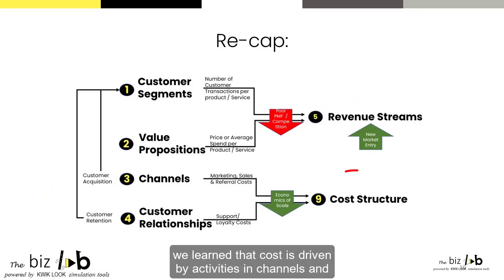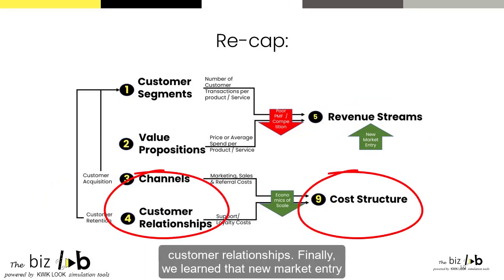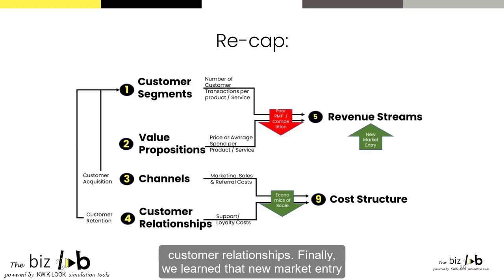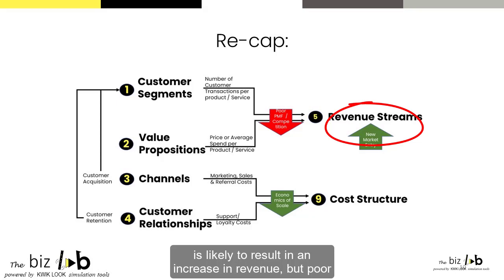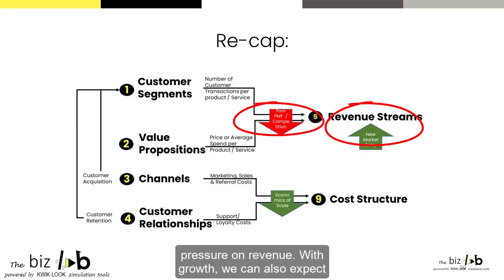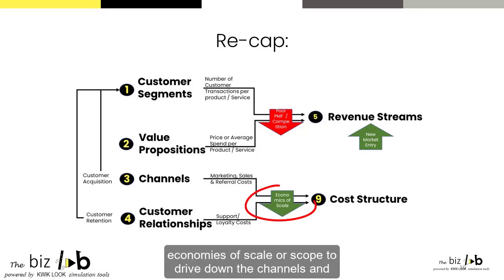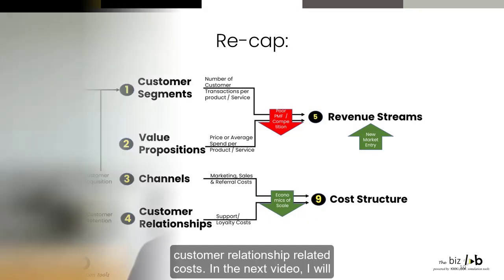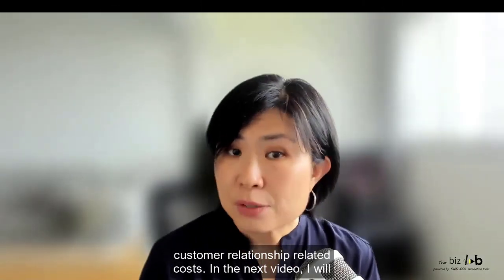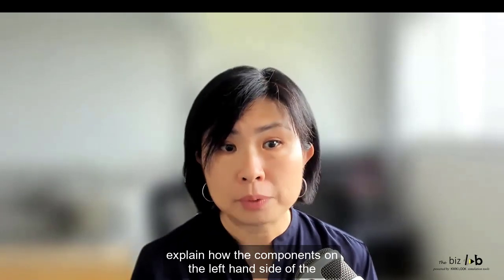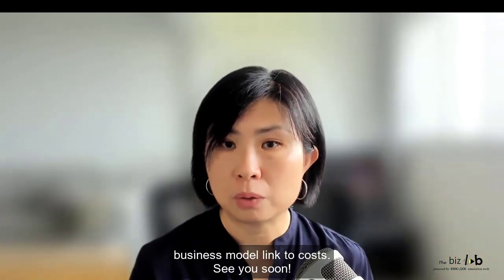Next, we learned that cost is driven by activities in channels and customer relationships. Finally, we learned that new market entry is likely to result in an increase in revenue, but poor product market fit and competition can have a downward pressure on revenue. With growth, we can also expect economies of scale or scope to drive down the channels and customer relationship related costs. In the next video, I will explain how the components on the left-hand side of the business model link to costs.